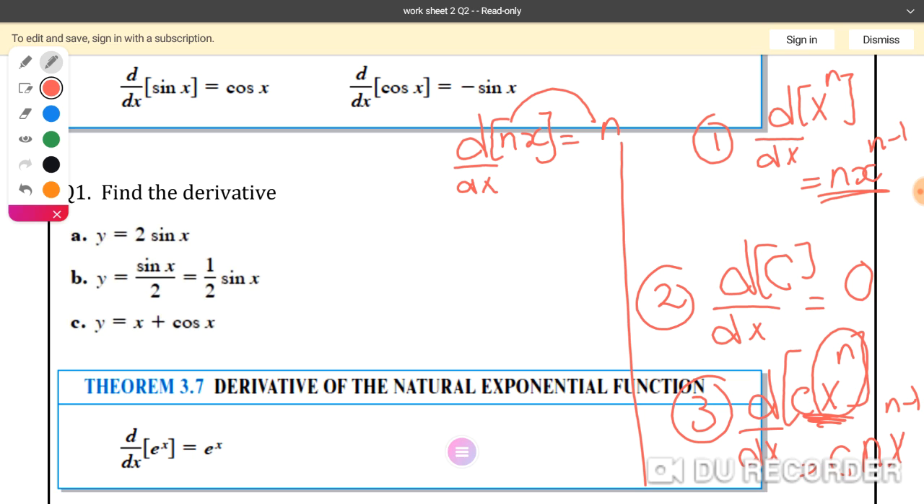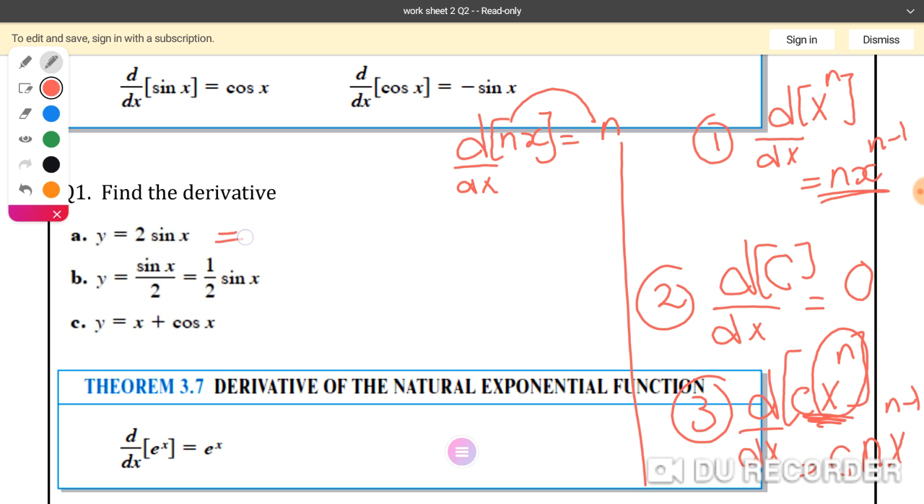These are the basic rules of differentiation, okay? The power rule, the constant rule, or the derivative of any number multiplied by x to the power n. It's very important to remember these rules.